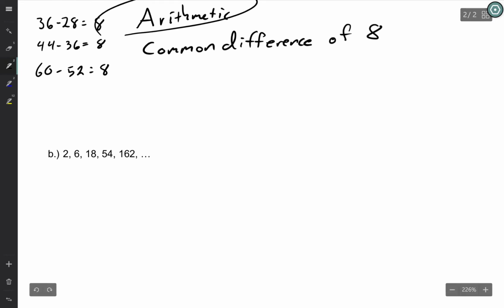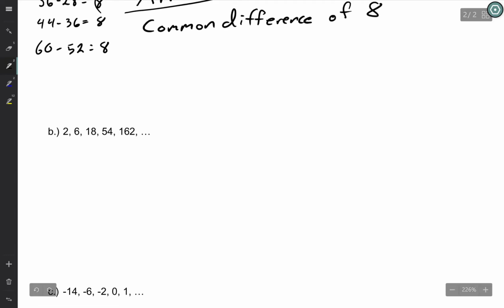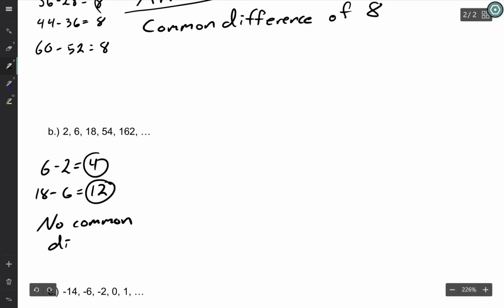Is this one arithmetic, geometric, or neither? Okay, let's try. All right, so 2, 6, 18, 54, 162. Well, when I look at this, I can kind of see that there's not a common difference, but let's check. Let's do 6 minus 2. I get 4. Let's do 18 minus 6. Well, that gives me 12. Okay, these aren't the same, so there's no common difference.